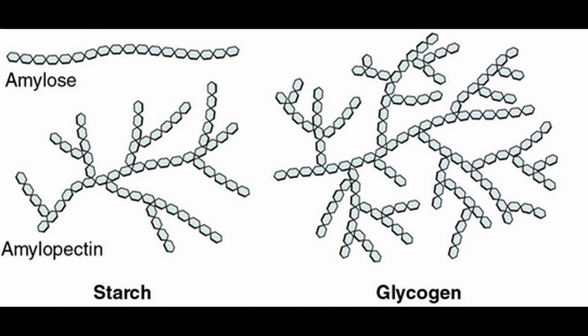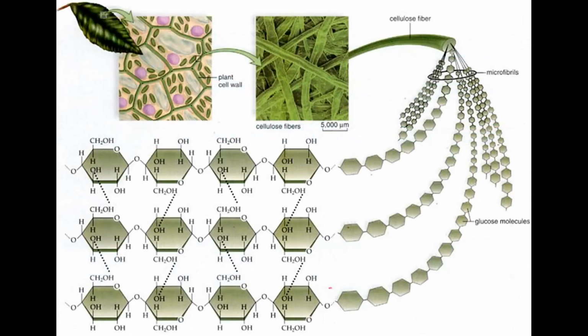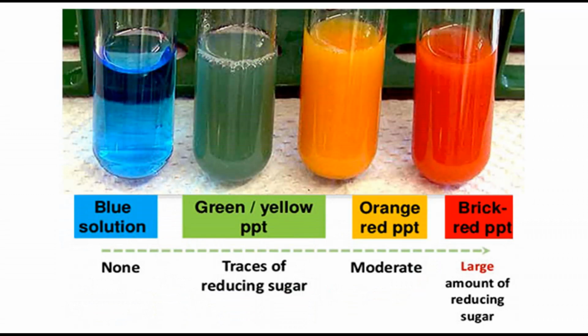Cellulose is a long, straight chain of beta-glucose and is used in cell walls. The cellulose chains are linked together by hydrogen bonds to form strong fibers called cellulose microfibrils. There are only 1 to 4 glycosidic bonds. The Benedict's test can be used to check for reducing sugars. A color change from blue through to red means reducing sugars are present.